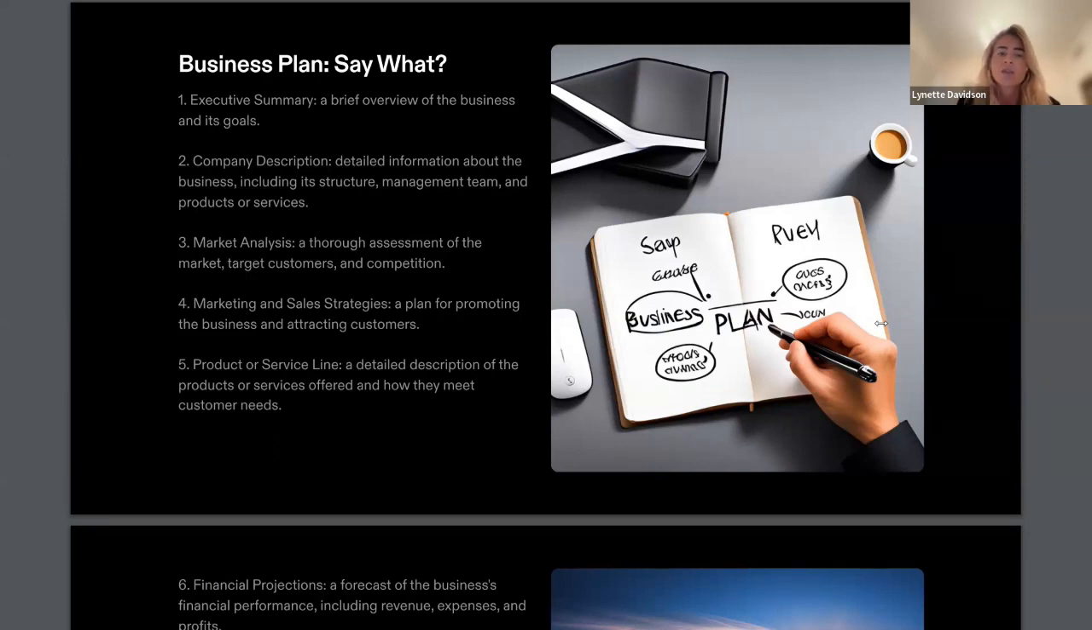The third one you must do when you create a business plan is to conduct market analysis, because a thorough assessment of the market to target your customers and your competition will give you a clearer overview of the market. Is there any interest in the type of company you are thinking about creating? Because if there is no target audience, your business is very unlikely to succeed.